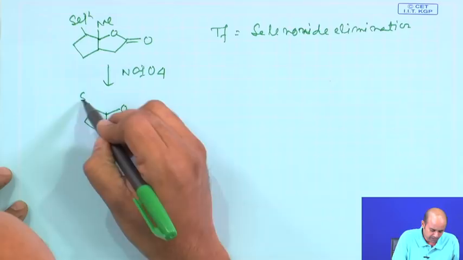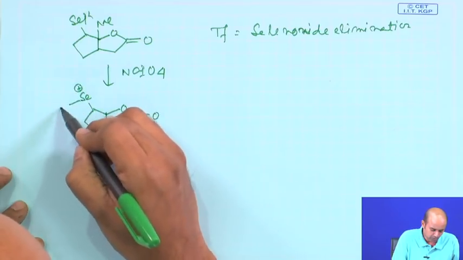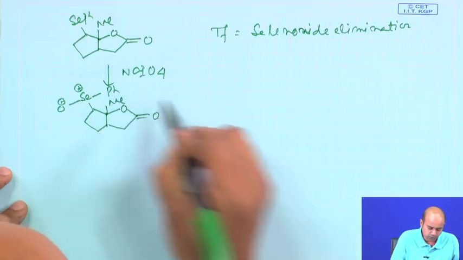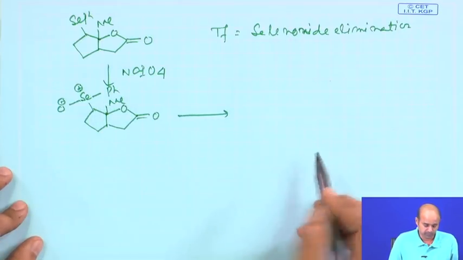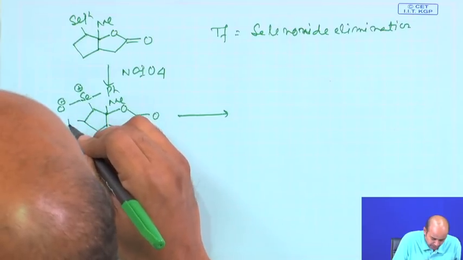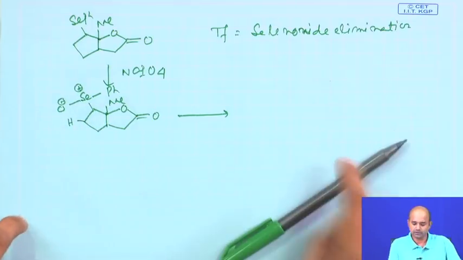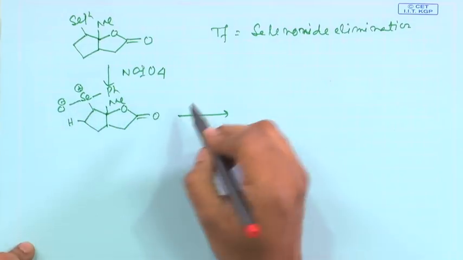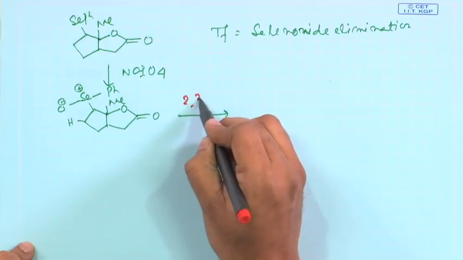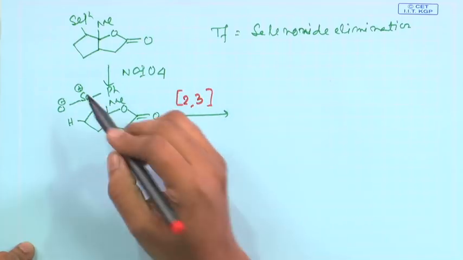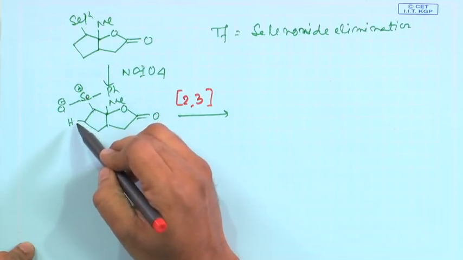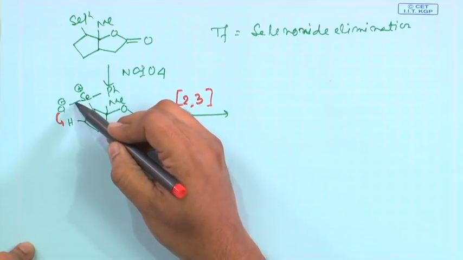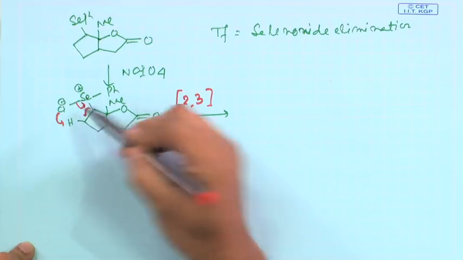To give you AcO minus and PhSeOH. Now, we need to have a 1,2 elimination to get the target molecule. Now, the selenoxide will get a hydrogen in its close proximity, this hydrogen. This selenoxide syn elimination is basically a 2,3 sigmatropic rearrangement. So, it basically picks up this hydrogen and then these things take place.